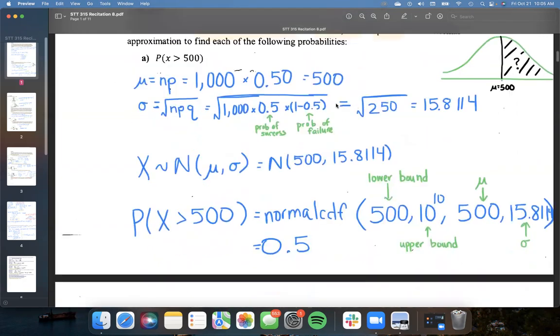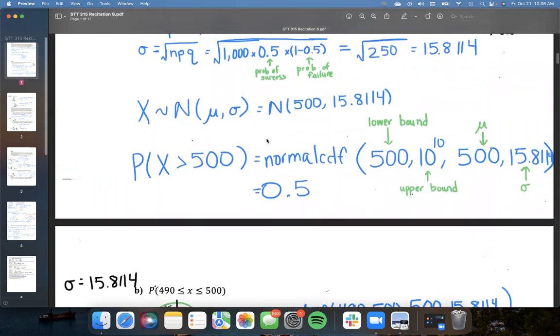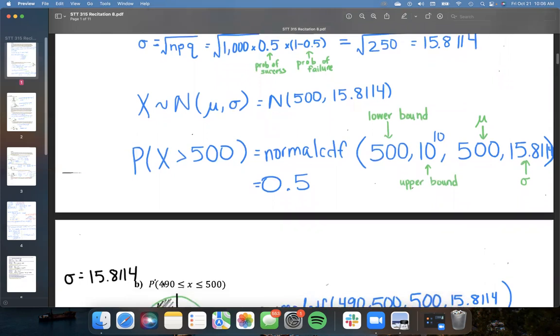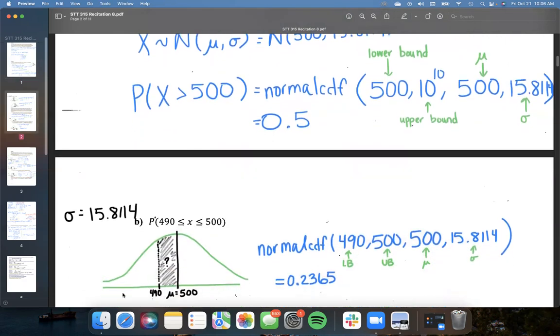Okay, on to the next one. We're still in the same setup, so don't forget our mean is 500 and our standard deviation is 15.8114. Now we're interested in the probability that x lies between 490 and 500. I always draw a picture first. So here we have our normal curve.